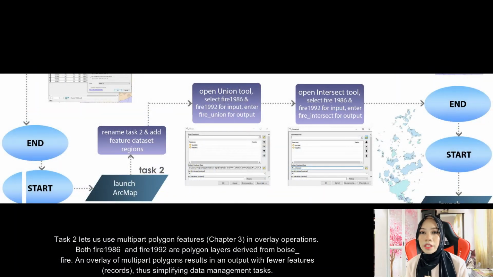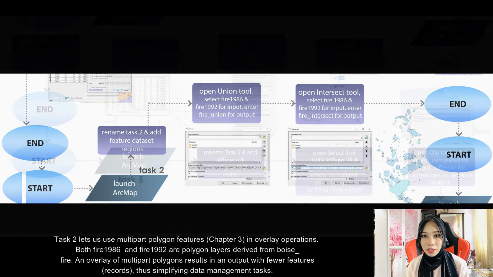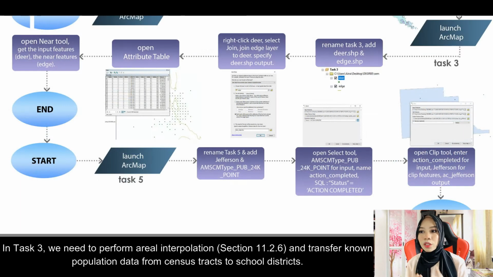Task 2 lets us use multi-part polygon features in an overlay operation. Both Fire 1986 and Fire 1992 are polygon layers derived from Boise Fire. An overlay of multi-part polygons results in an output with fewer feature records, thus simplifying data management tasks. In Task 3, we need to perform area interpolation and transfer non-population data from census tract to school district.